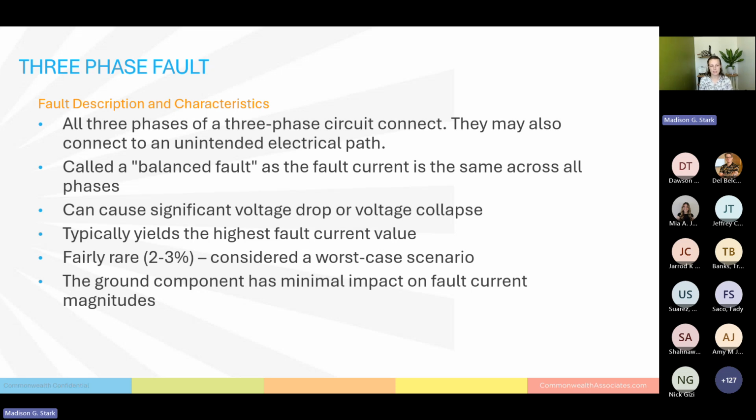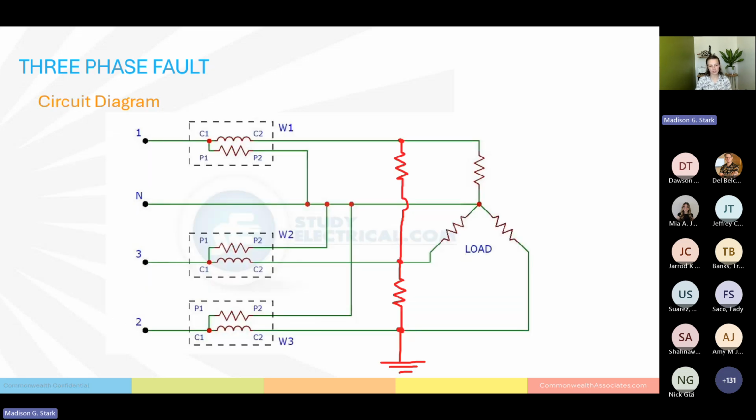The 3-phase fault typically sees the highest fault current values, which is why this is generally a limiting factor for equipment and system ratings. This type of fault in particular can cause significant voltage drop and even voltage collapse in a system. Thankfully, they're relatively rare. Really only about 2 to 3% of all faults typically fall into this category, which is good because it's the worst case scenario, so we don't want it to happen the most. That would be disastrous. But yeah, this is of note the easiest one to do the math for, so we love that. And this is what it looks like electrically.